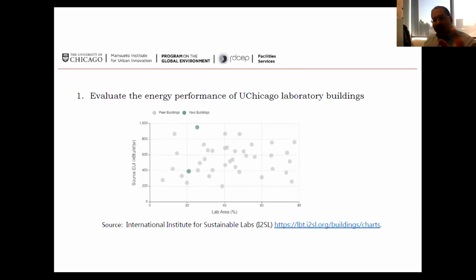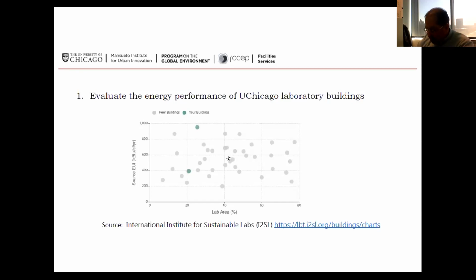These 2 green dots, or these darker shaded dots, are 2 of our lab buildings. And you may be able to guess from the previous slides which buildings they are. One of them is Kent, that's the lower one. And then the higher one is Searle Laboratory. So this shows how these laboratories compare. We entered in the percentage of lab area for each of these, so you can see how they compare to other similar lab buildings in similar environments.